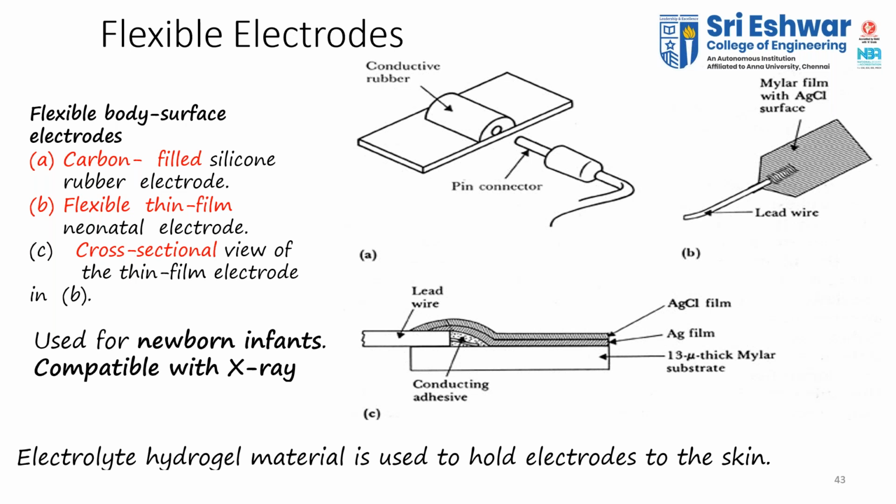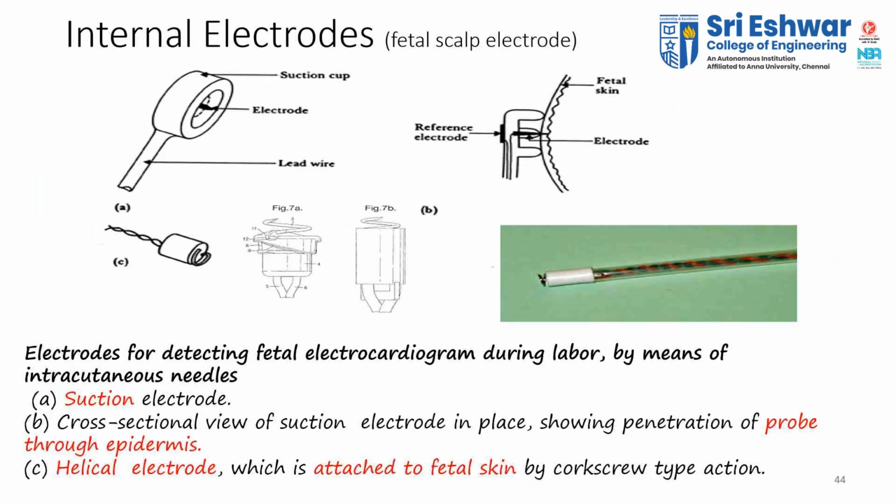Next is the internal electrode, the fetal scalp electrode. This electrode is very sensitive and is used for detecting the fetal electrocardiogram during labor by means of intracutaneous needles. If a person is pregnant, the heart function of the baby in the womb is measured using this internal electrode.